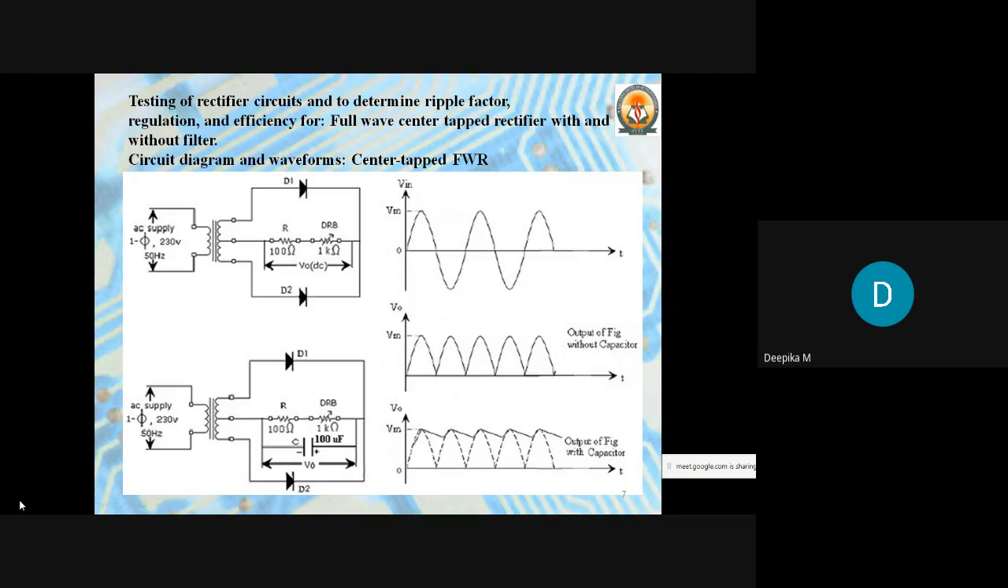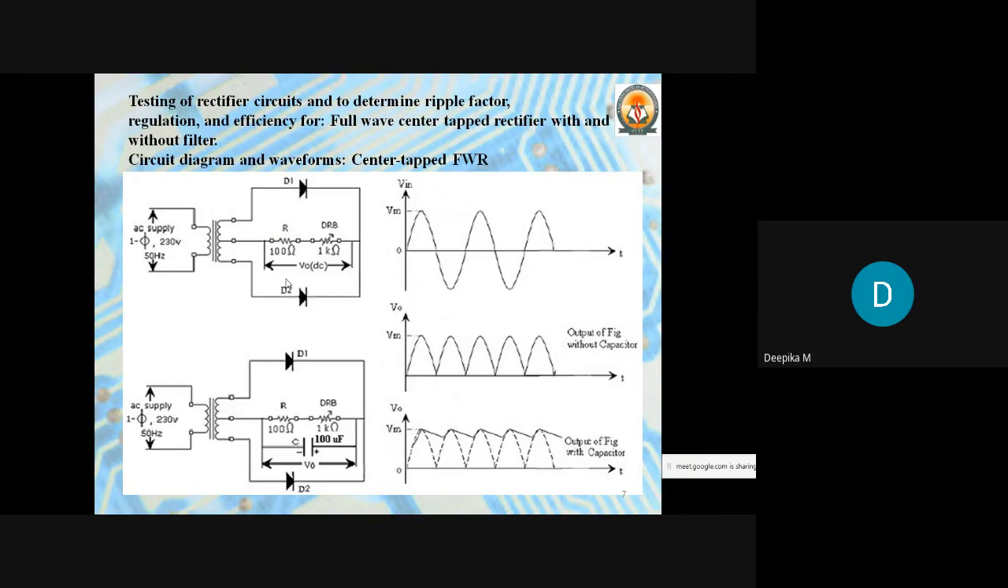Now coming to this, the apparatus required for this circuit is a step down transformer with a center tap in the secondary. We also need two diodes, a resistor of 100 ohm rating, and the DRB box. DRB stands for decade resistance box. I'll repeat it again: DRB means decade resistance box.